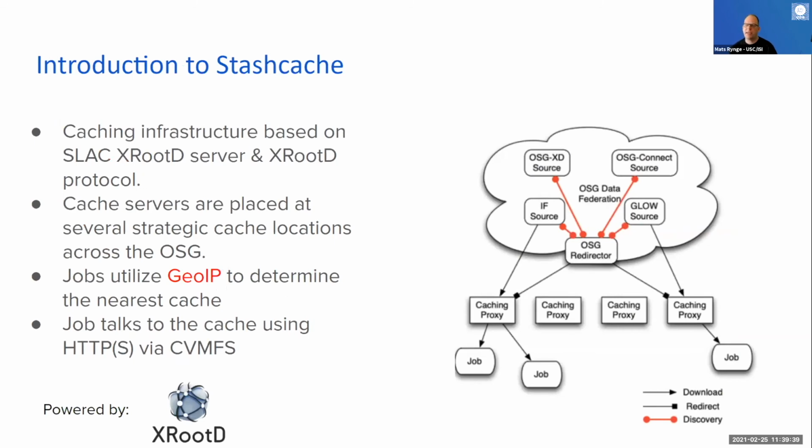So a little bit about StashCache, because it's good to understand a little bit how that works underneath the covers. And the main thing to know is that it uses GeoIP to know where the closest copy of a piece of data is.